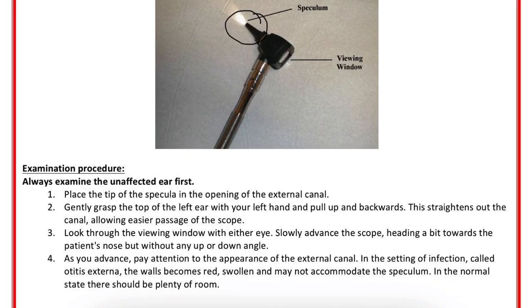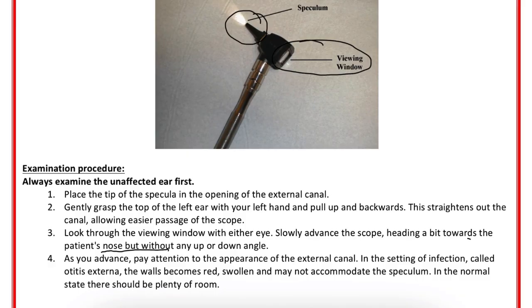So while seeing in this window, this is the viewing window. Easily we can see with our eye. Slowly we have to move that scope, wherever the patient has pain. But mostly for seeing the tympanic membrane, we have to move that speculum toward the nose. Whenever it is going near the nose angle, then easily we can see the tympanic membrane.